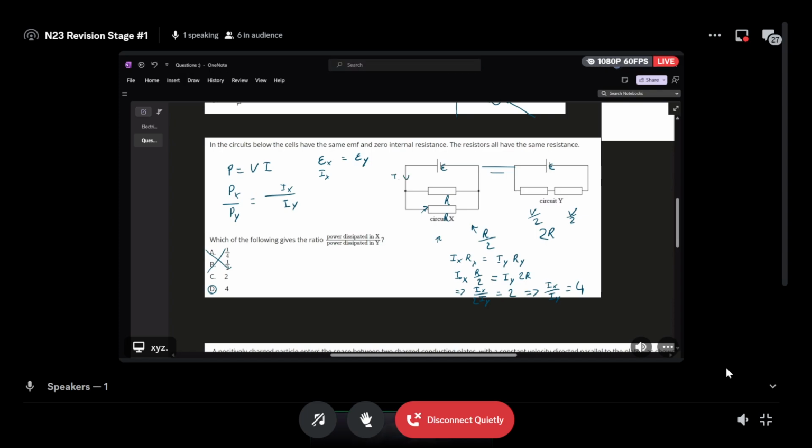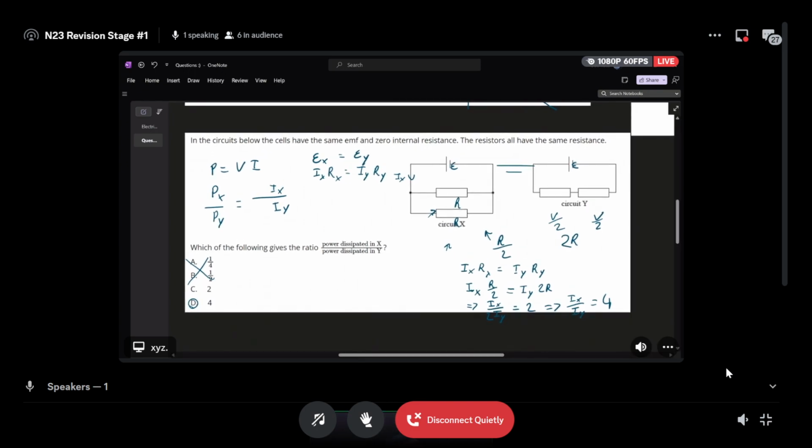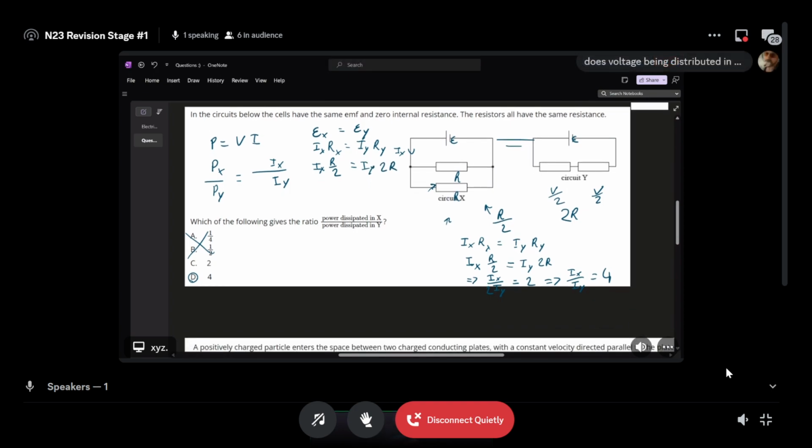IX times the resistance in X is equal to IY times the resistance in Y. And the total resistance in circuit X is R over 2 because you do the parallel addition of resistors. And in circuit Y, you do the series addition, so you get 2R. And then you just solve for the ratio.